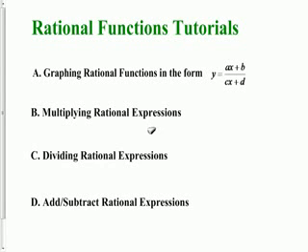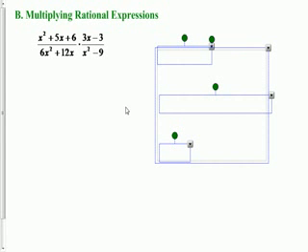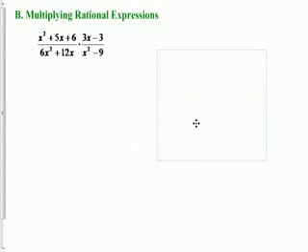This tutorial in rational functions is going to deal with multiplying rational expressions. It'll be very much like dividing, but this will give us a couple of examples. So let's start with multiplying rational expressions. We're given an initial function here, x squared plus 5x plus 6, divided by 6x squared plus 12x. That term is multiplied by 3x minus 3 over x squared minus 9.